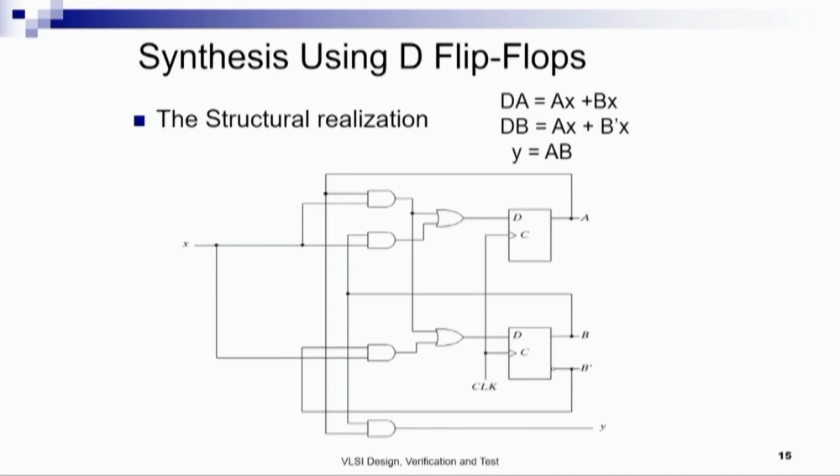After obtaining the input equations and output equation, we can obtain a structural realization of the circuit. Here we see that this one produces AX, this one produces BX, this one is B and this one is X, and hence this gate produces BX and this DA equals to AX plus BX. Similarly, for this input we see that it is equals to AX plus B bar X and Y equals to AB. We come to the end of this module.